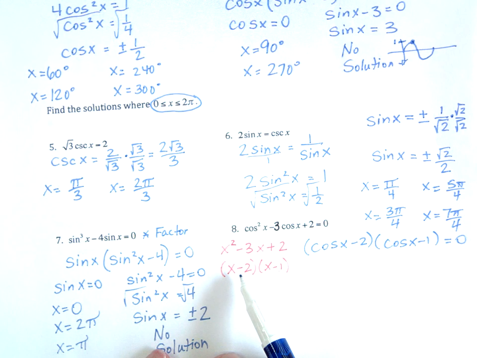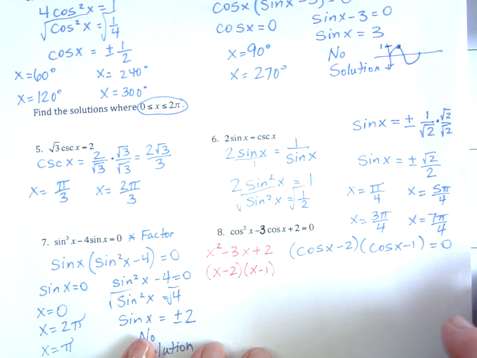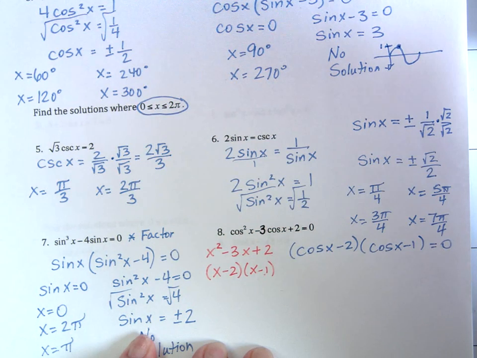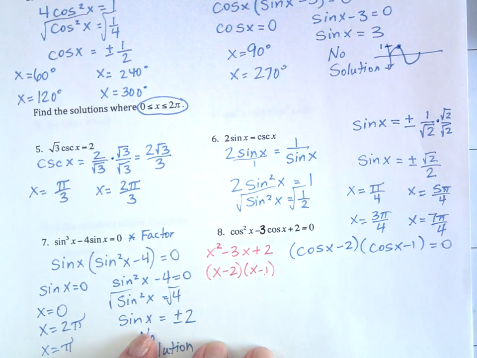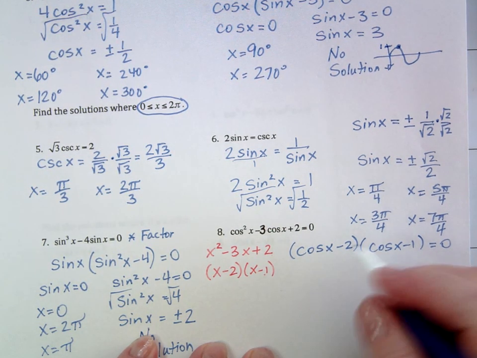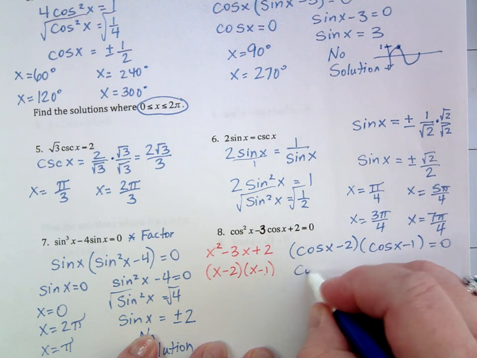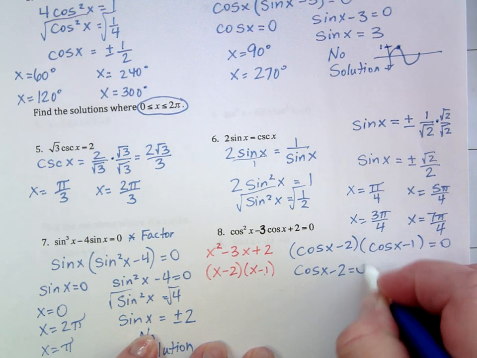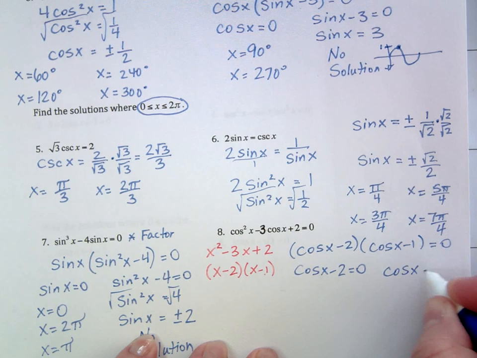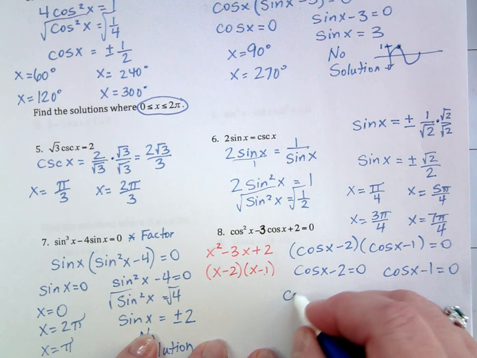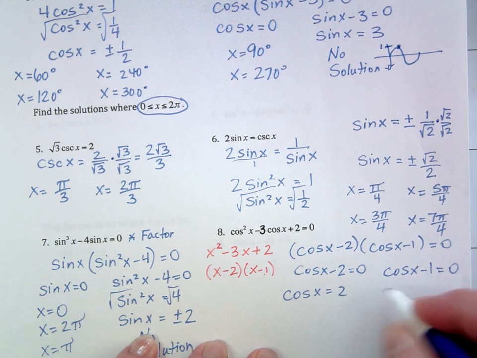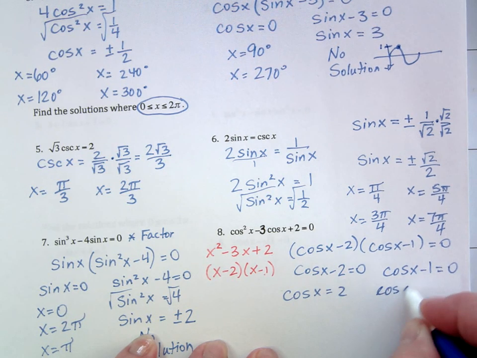So you just factored that trig function just like you would have factored back in the day with regular algebra. All right, hang on a second, we'll close it in. There we go. Got a glare on there. So if I solve this, it's going to be the cosine of x minus 2 equals 0, and the cosine of x minus 1 equals 0. And then I'm going to just solve it. So this one says the cosine of x equals 2, swing the 2 over. This one says the cosine of x equals 1, swing the 1 over.